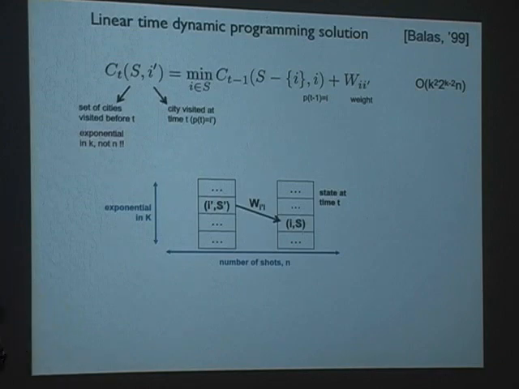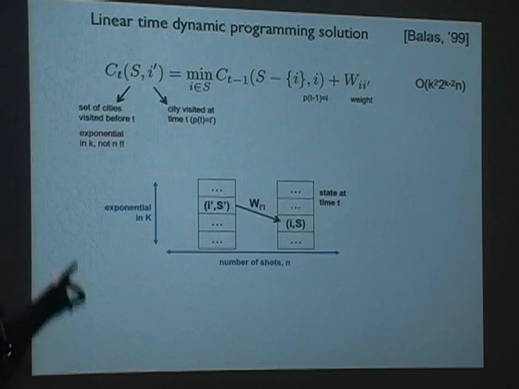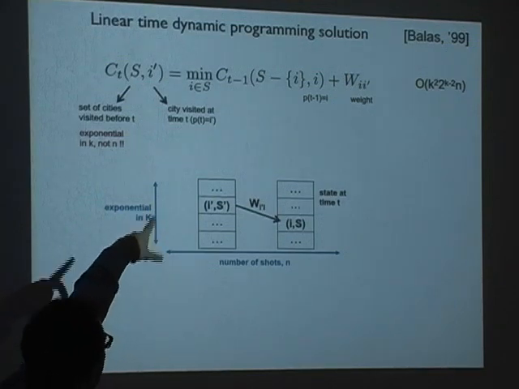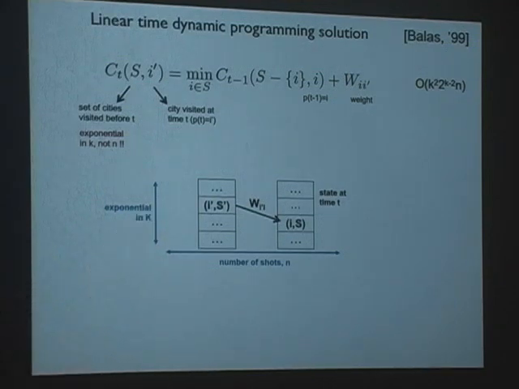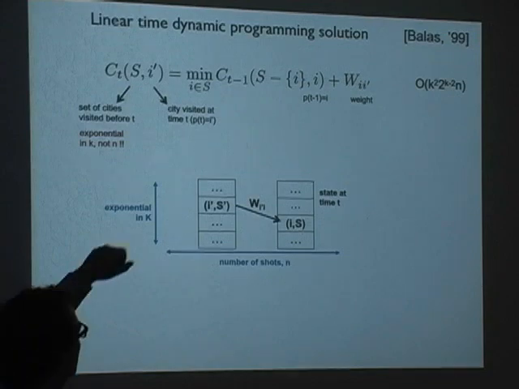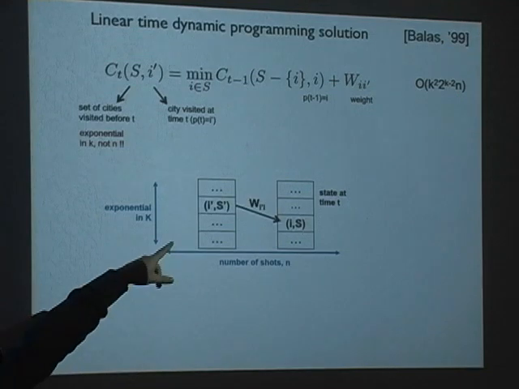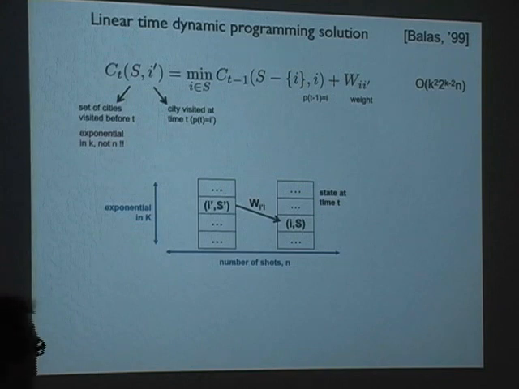the state space is the set of cities you've visited, set of shots or cities you've visited up to time t, and the current city you're currently visiting. So the dynamic programming solution, which actually would also hold without limited memory, but it would explode, would be to minimize over the previous shot in the sequence of the cost up to that previous time, plus the cost for jumping from the previous city to the current city.